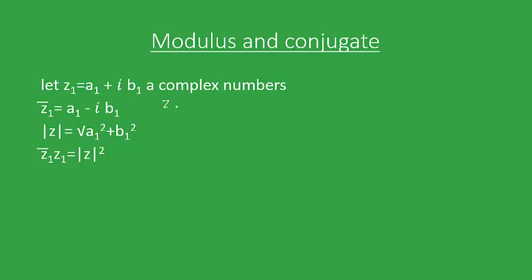Okay, so let's simply look into an example. Let's say z1 is equal to 2 plus 3 iota. Then z1 bar will be 2 plus iota times minus 3, which is simply equal to 2 minus 3 iota. It is simple to see.